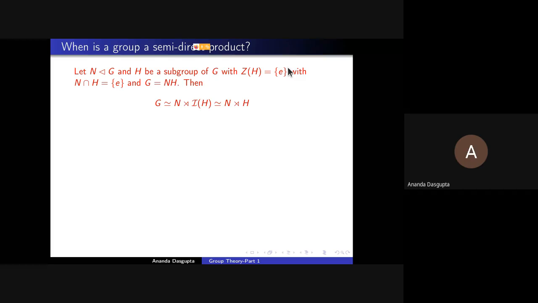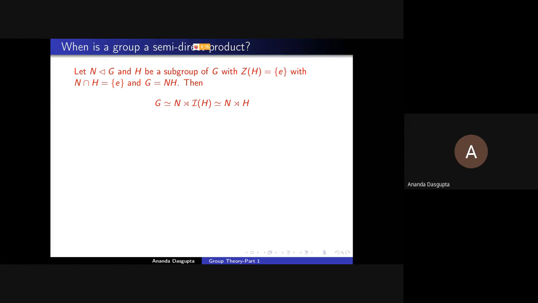There is no non-trivial element of H which commutes with every other element of H. If that happens, and N and H are as disjoint as they can be, remember they are both subgroups, so they must have E in common, and G is the product, then G is isomorphic to the semi-direct product. Okay, so this is the theorem. I skip the details of the theorem, as they are not that important for us, at least not until we go much deeper into the theory.